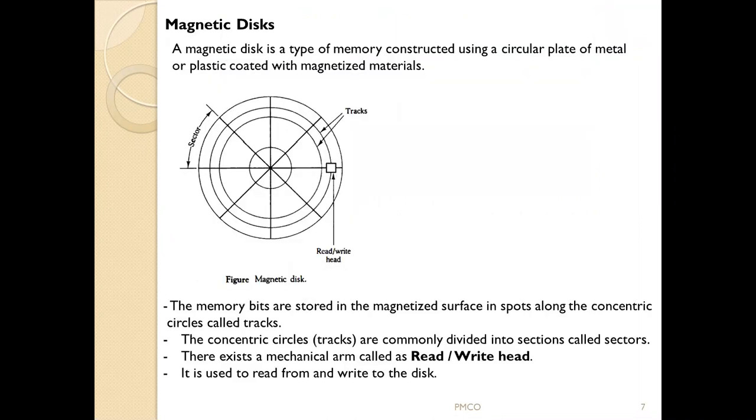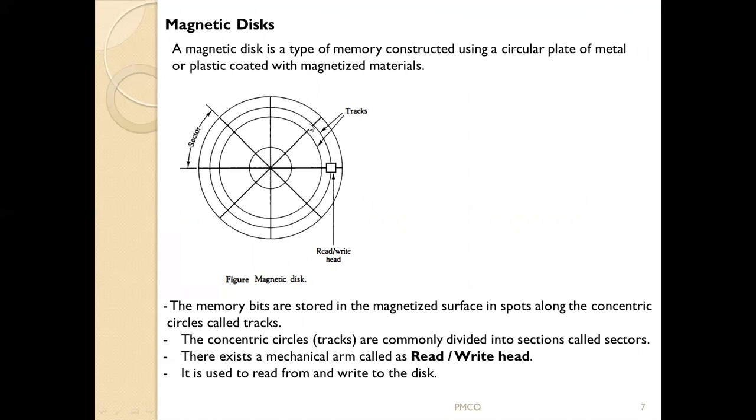So we'll discuss one such auxiliary memory. One such auxiliary memory is the magnetic disk. So what do you mean by magnetic disk? A magnetic disk is a type of memory constructed using a circular plate of metal. Observe the diagram here. It is constructed using a circular plate of metal or plastic coated with the magnetized material.